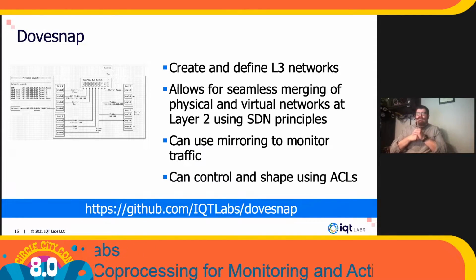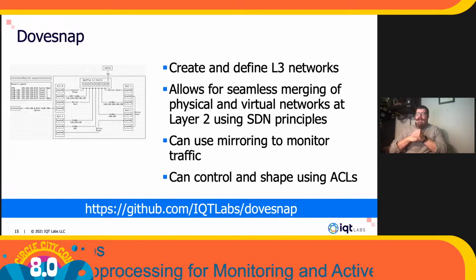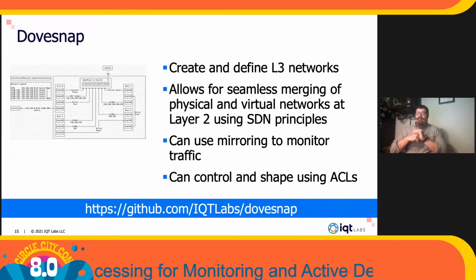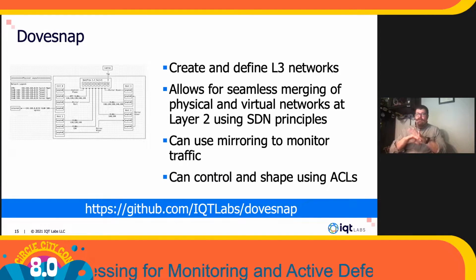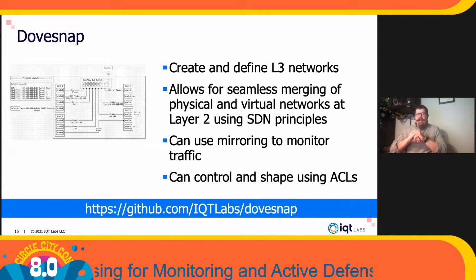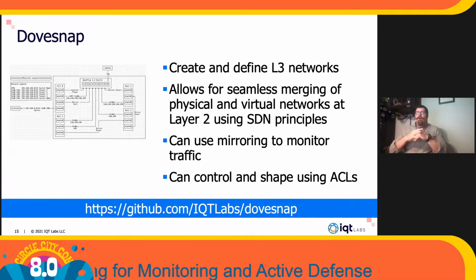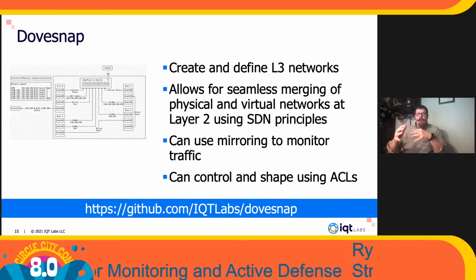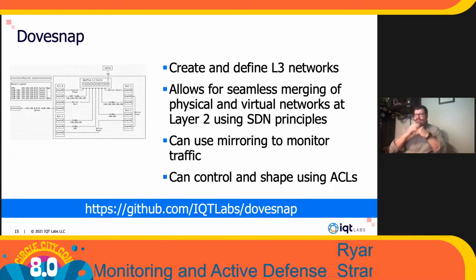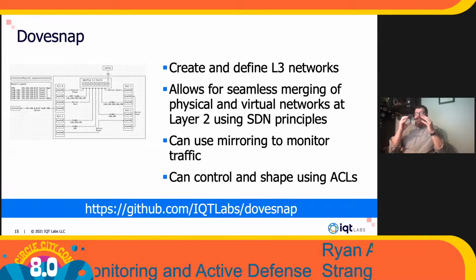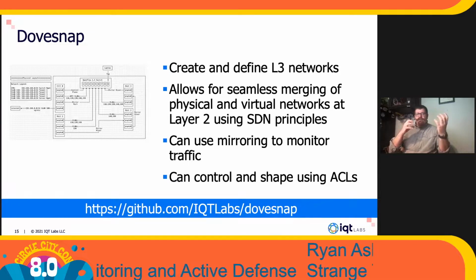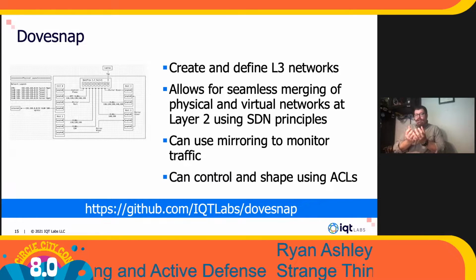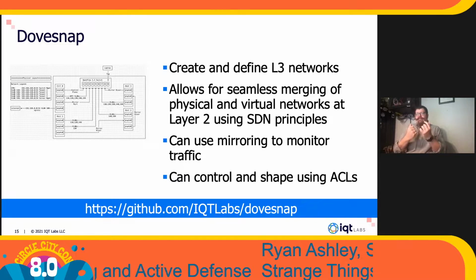The last one is this tool that we built called DoveSnap. And what DoveSnap does, and this is really cool, and I'm just scratching the surface here of things you could use this for, but it lets you merge a physical and a virtual network. You can basically have a physical switch and a virtual switch acting as sort of the same switch from the standpoint of anything interfacing with them.